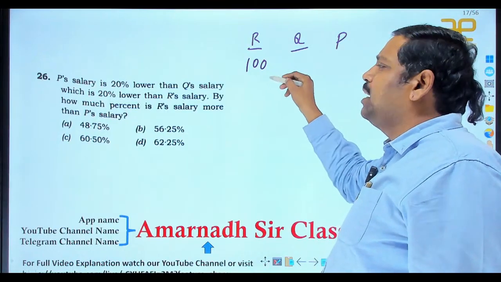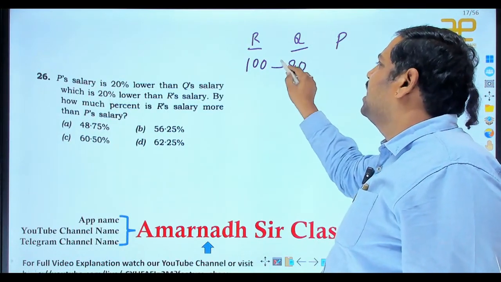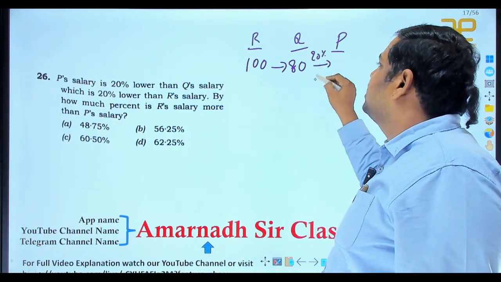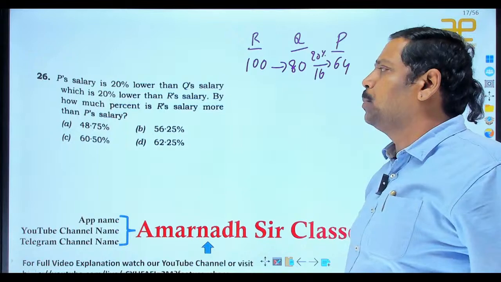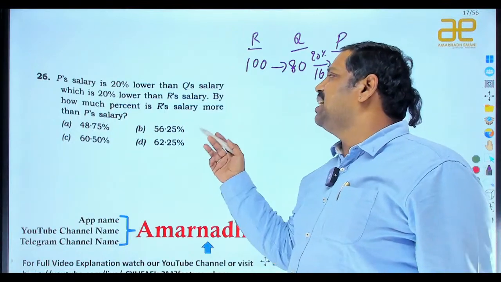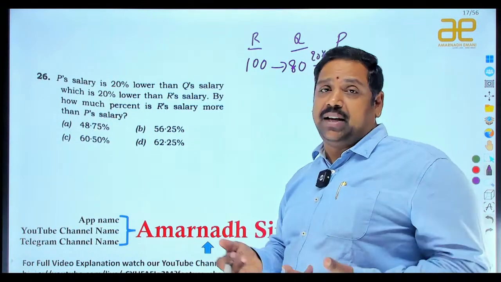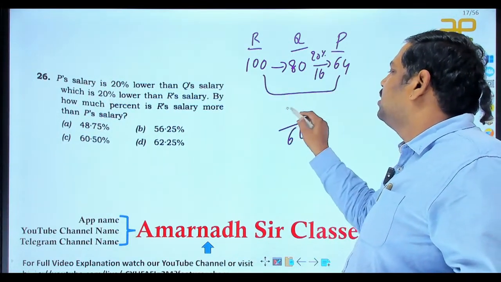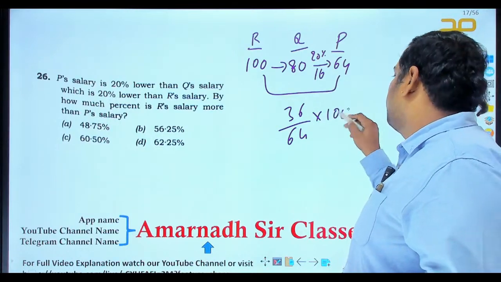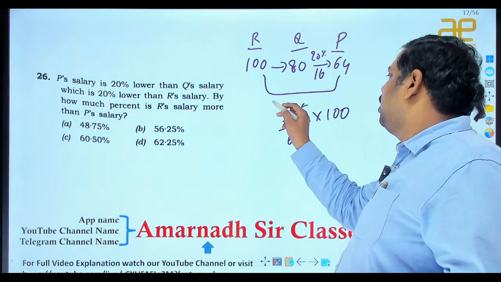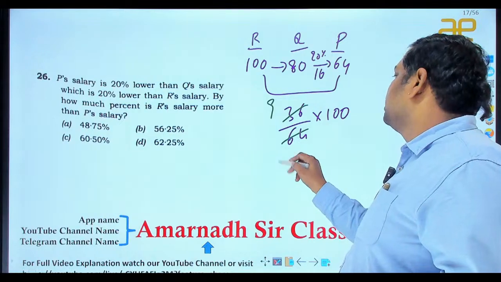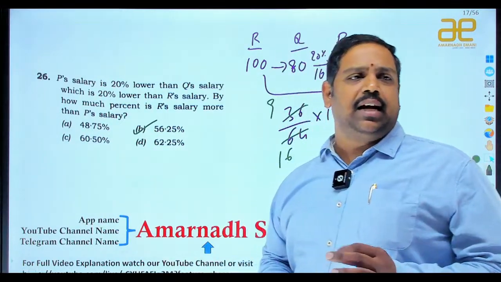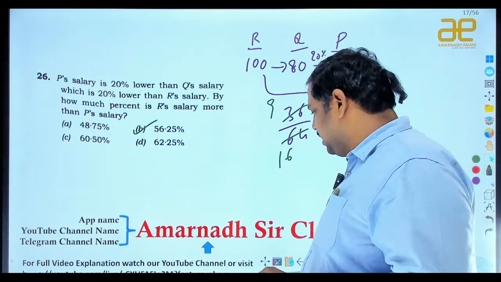If R's salary is 100 rupees, Q's salary is 20% lower, that is 80, and P's salary is 20% lower than Q. 20% means 16 lower, so it will be 64. How much percent is R's salary more than P's salary? Than P means than 64. How much is more? 36. 36 by 64 into 100. If you simplify, for 9s and for 16s, 9 by 16 means 56.25%. So B is the answer. Hope you understand. Let's see the next beautiful question.